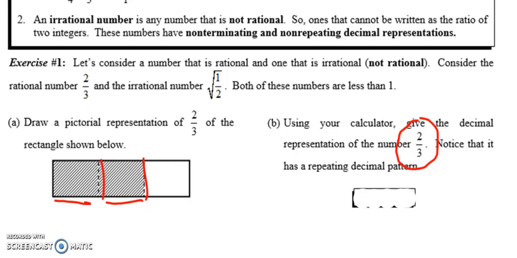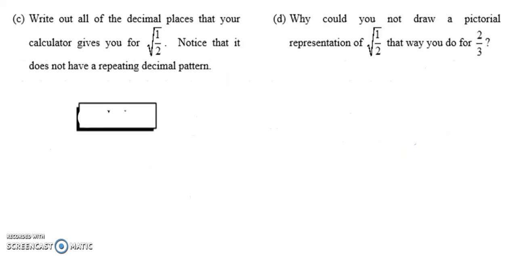Using your calculator, give the decimal representation of 2/3 now. Notice that it's a repeating decimal. Go ahead and put that in your calculator and see what you get. Alright, you should have gotten something like that, 0.6 repeating. Remember we said that all rational numbers are going to be a repeating decimal or a terminating decimal.